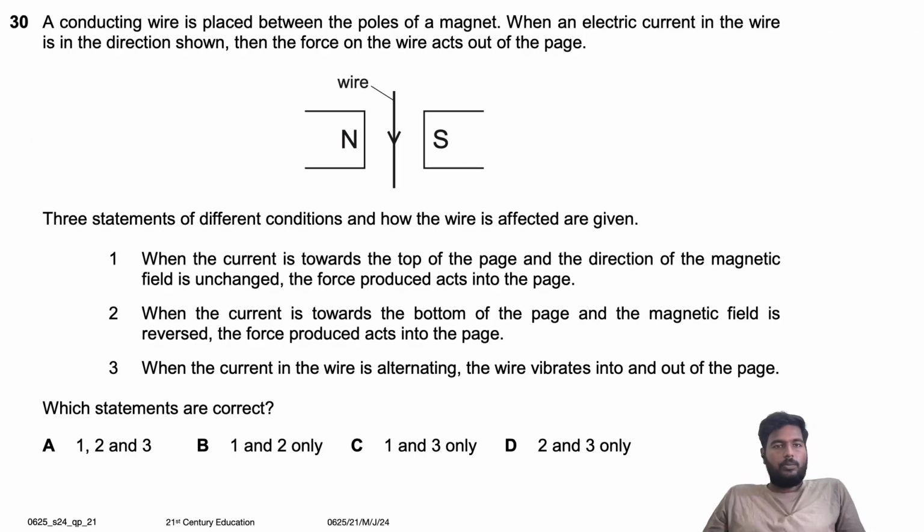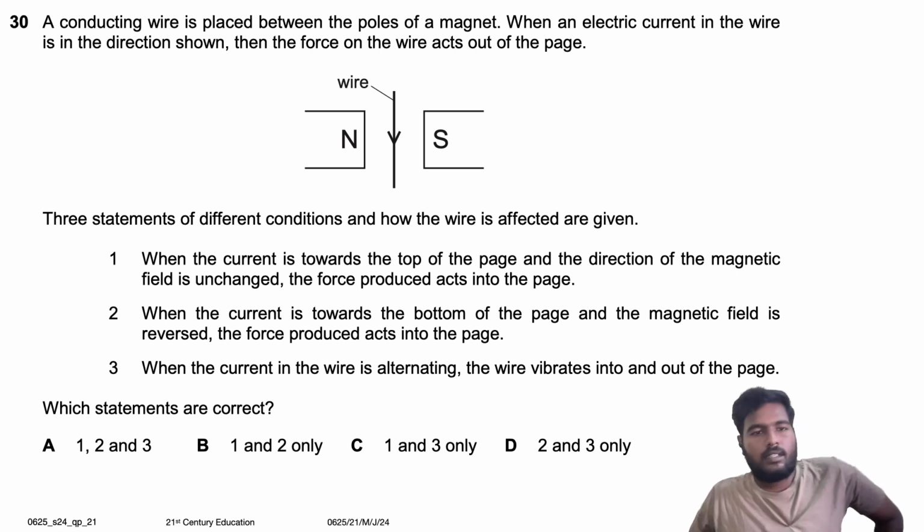A conducting wire is placed between the poles of a magnet. When an electric current in the wire is in the direction shown, then the force on the wire acts out of the page. Three statements of different conditions and how the wire is affected are given. Which statements are correct? Okay, we will check the validity of each statement.